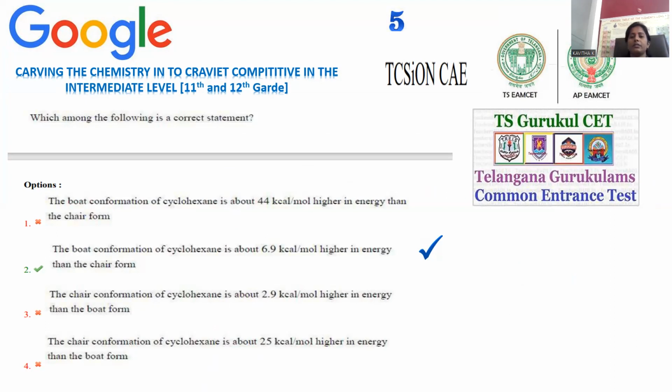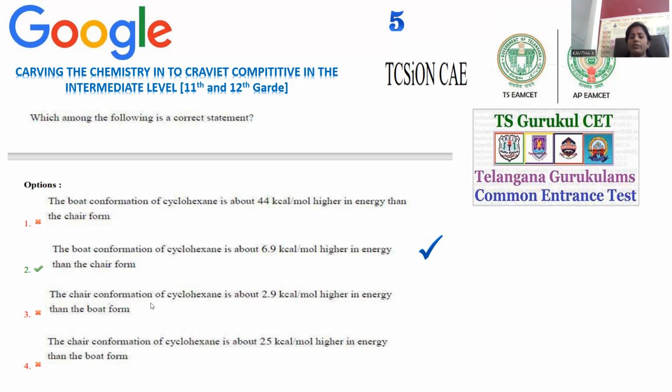It is collected from the Telangana Gurukulam Degree College Lecturer Entrance Examination. Which among the following is the correct statement? This question is from organic chemistry, stereochemistry, conformational isomerism, right? The boat conformation of cyclohexane is about 6.9 kilocalories per mole higher in energy than the chair form. In order to explain the correct one, first of all we have to see what is meant by conformational isomerism. What are the conformational isomers of cyclohexane?